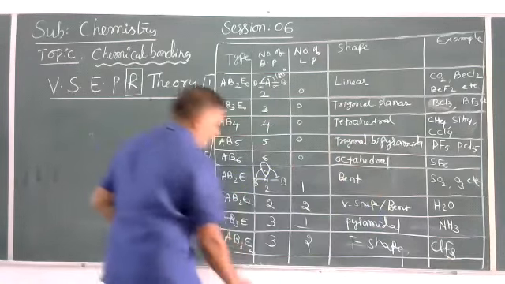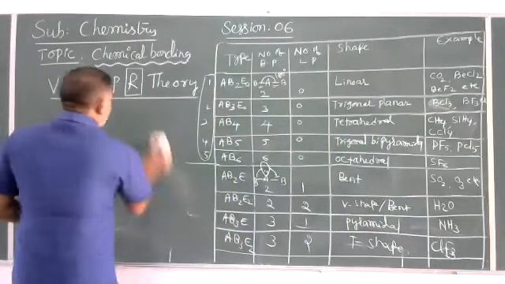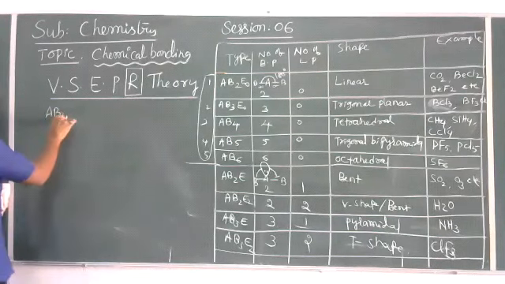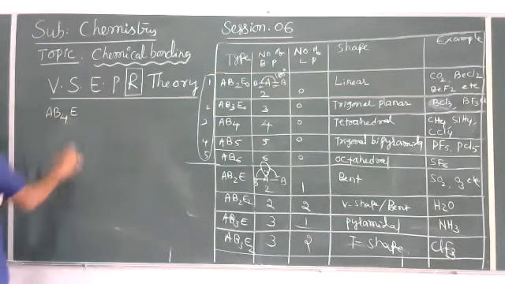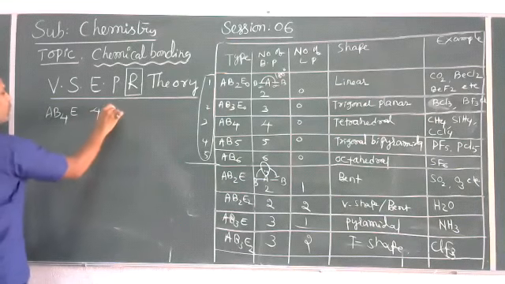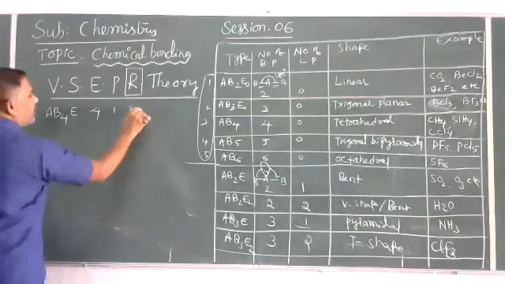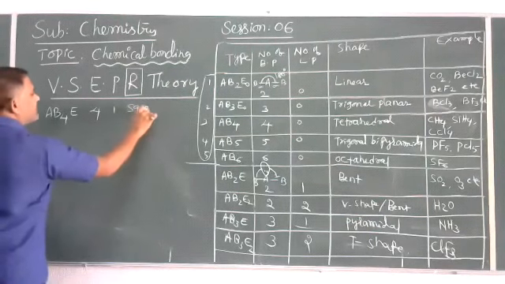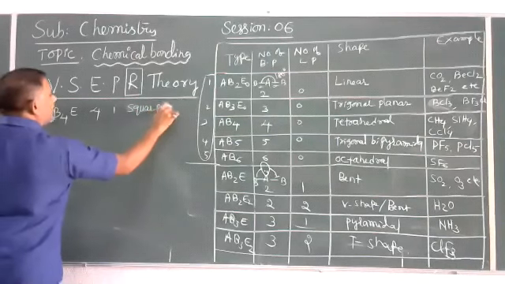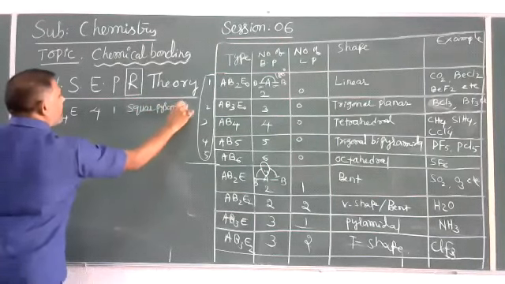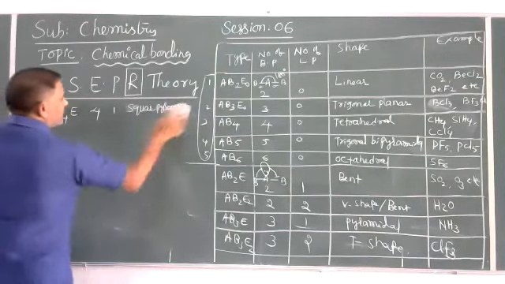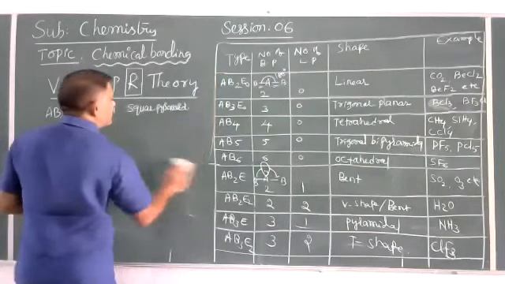Now again, it is your AB4E type model. Your bond pairs are 4, lone pairs are only 1. The structure is square pyramidal, square pyramidal structure. I'll give an example here.